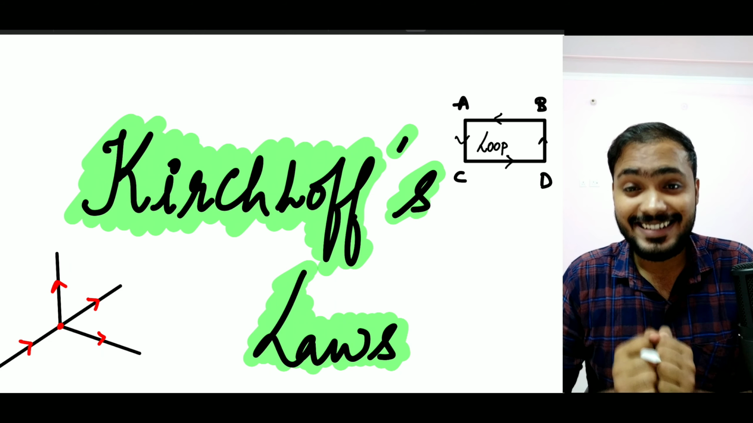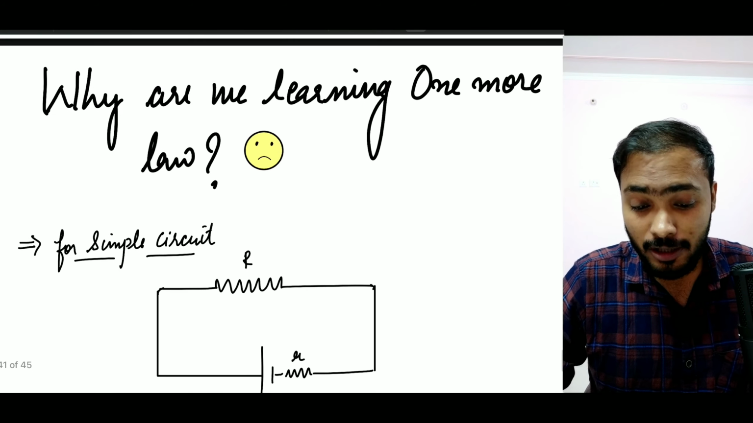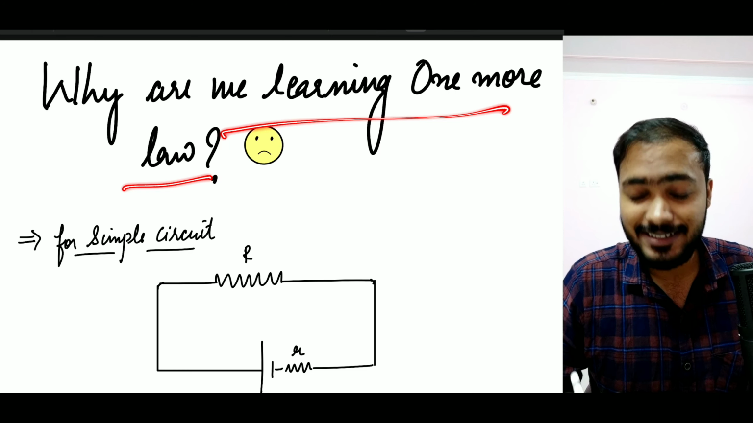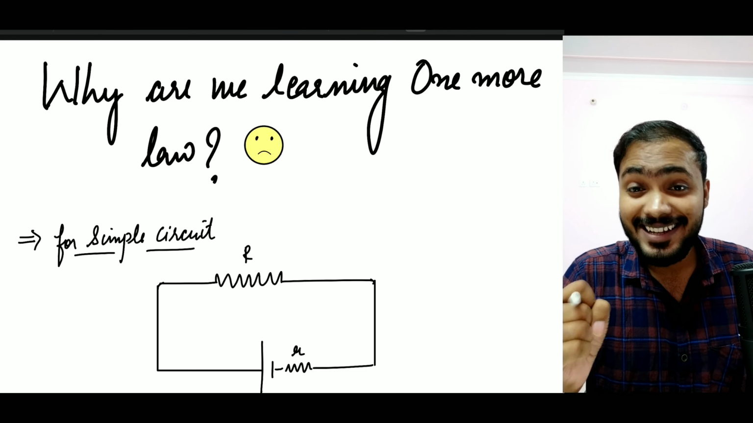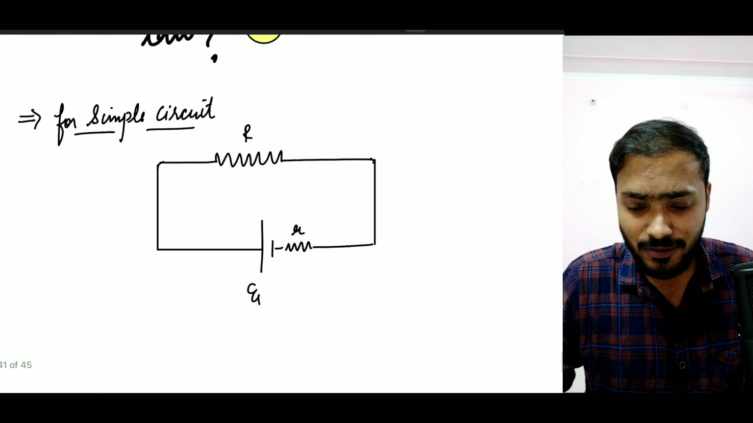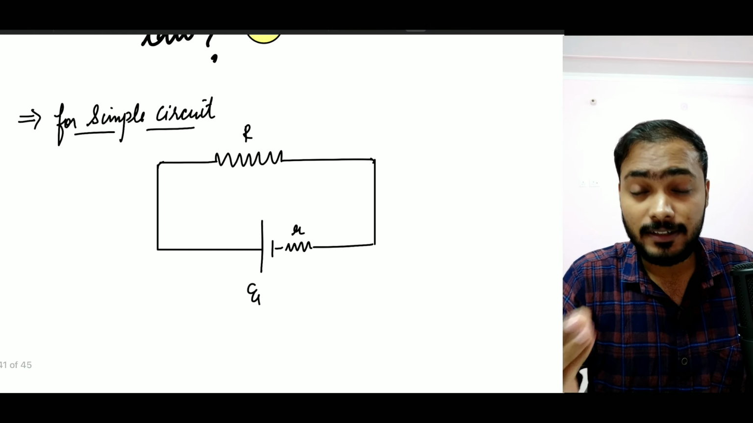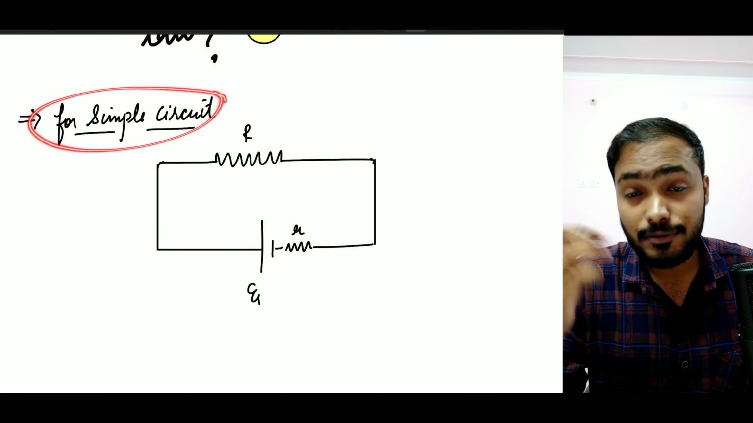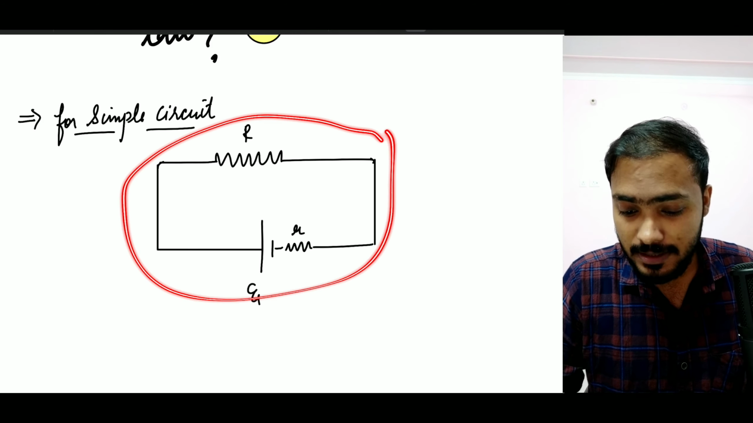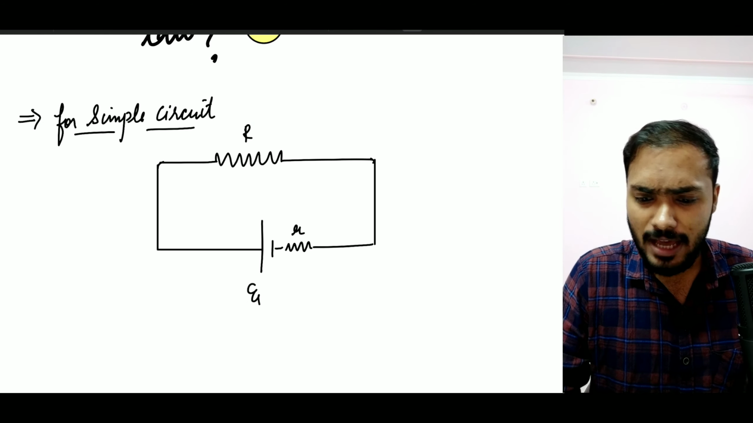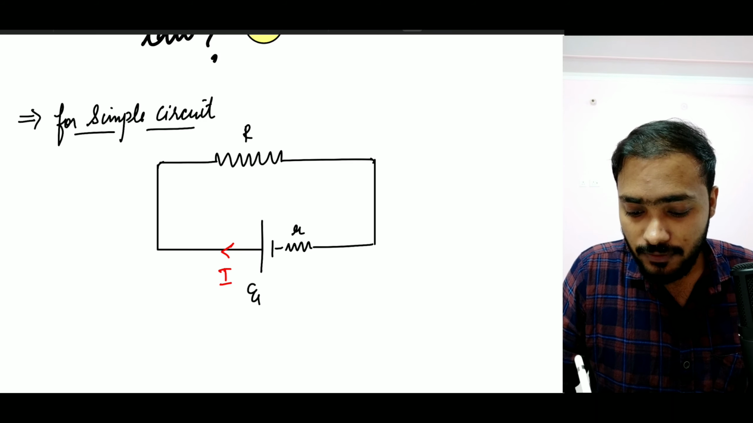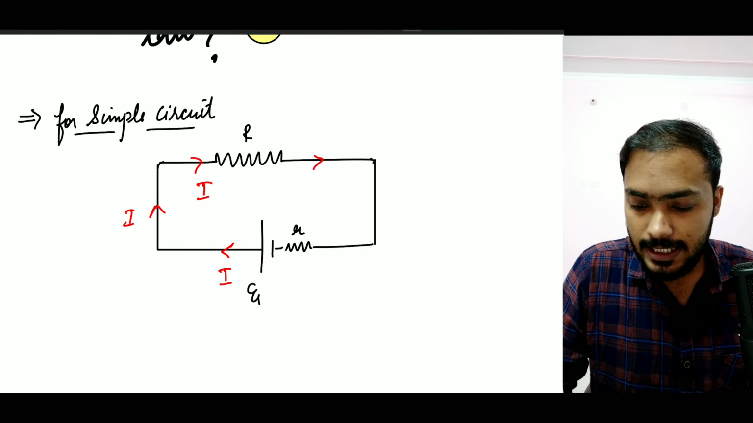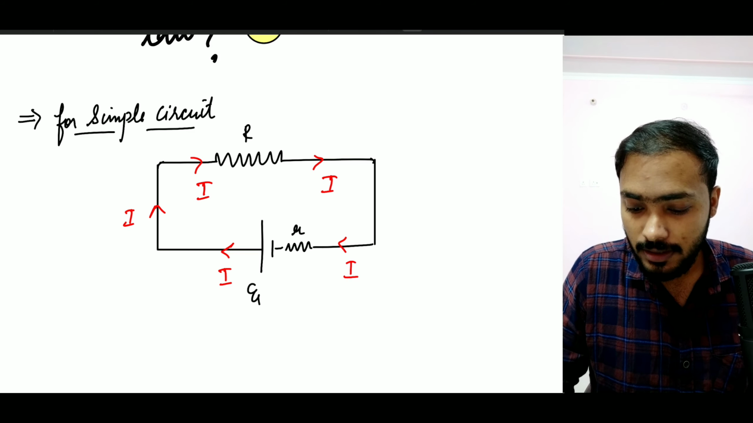So let's get started. Okay, so the first question that always comes to our mind: why, sir, why are we learning one more extra law? Before I answer that question, let's recapitulate the things that we studied in the previous video. In the previous video we talked about a simple circuit, right? And this is an example of a simple circuit. What is going to happen here? The current will start from the positive terminal, flow in a cyclic manner, and come back.